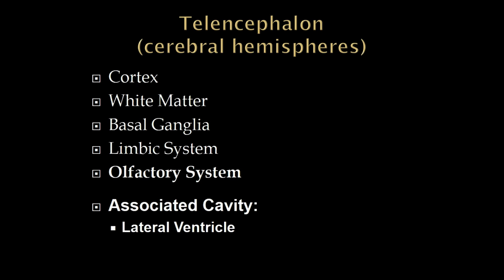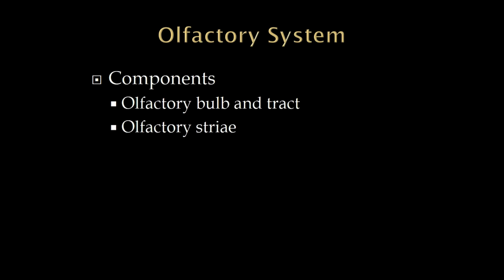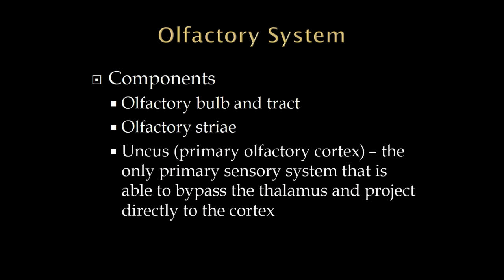All right, and then finally the olfactory system, which we'll say very little about. We've already pointed out the olfactory bulb and tract. There's a little connection back to the uncus called the olfactory stria. And remember, the uncus is primary olfactory cortex.